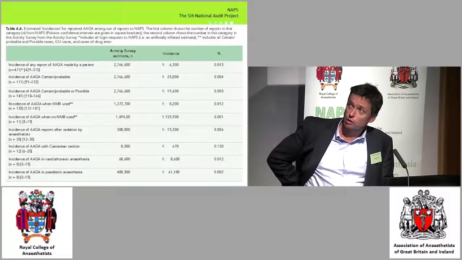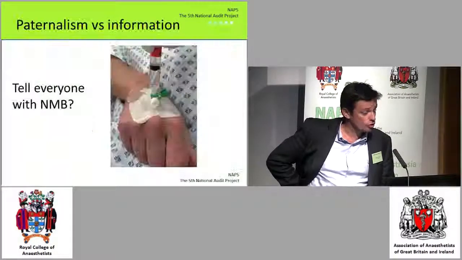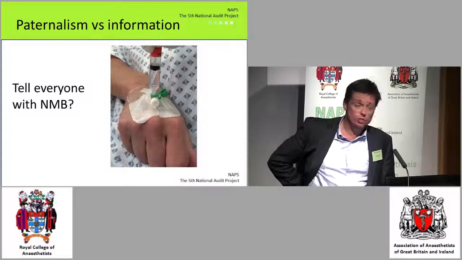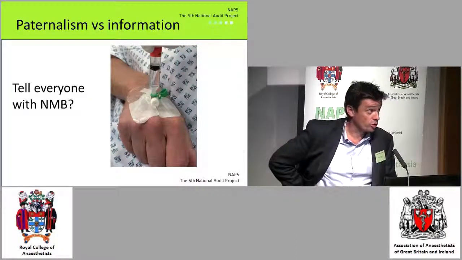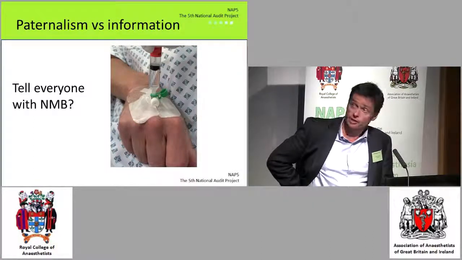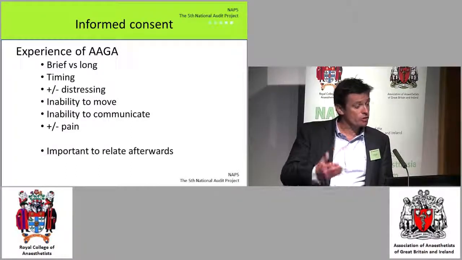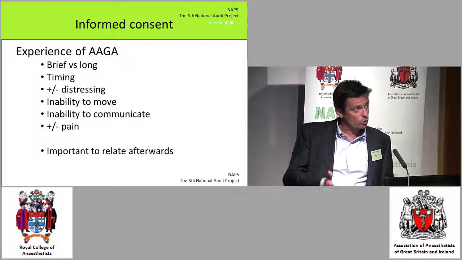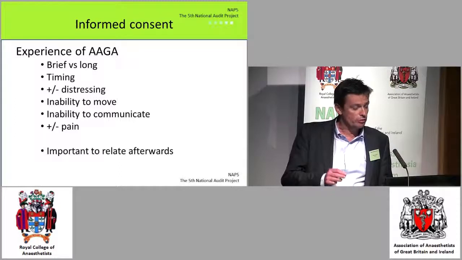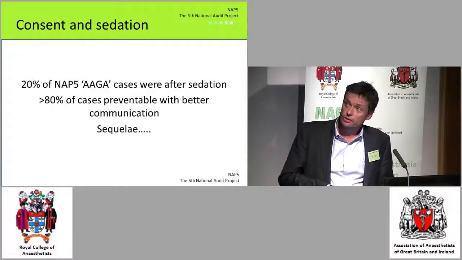And as JD has said, he's given you a whole load of incidences with confidence intervals in the papers, should you wish to use them. Paternalism versus information: should we tell everybody having a neuromuscular block in obstetrics, or everybody who's obese having a neuromuscular block, about the risk of awareness and the sensation of paralysis? But what I think we can be confident about, irrespective of those discussions, is what we can tell patients about what awareness might feel like if they do have it. I think this can be informed by NAP5 and can be reassuring. And we can encourage patients to tell us about their episodes of awareness, on the infrequent occasions that they have them.